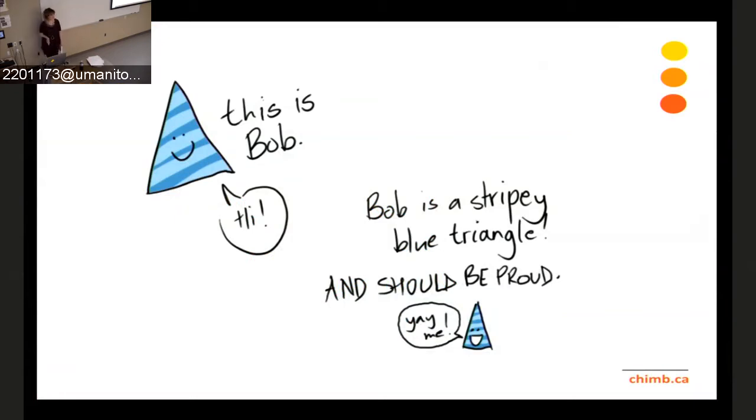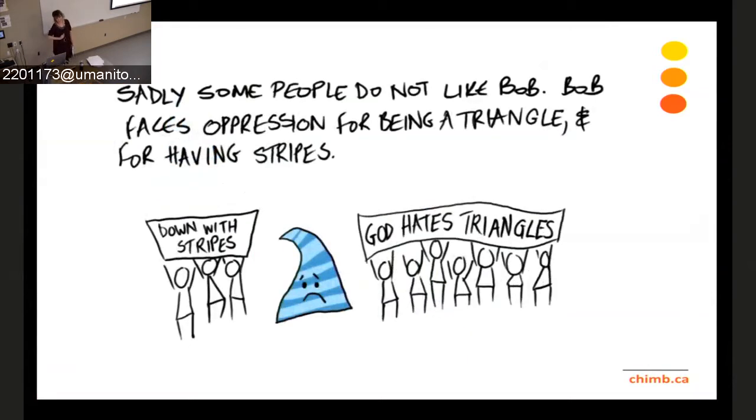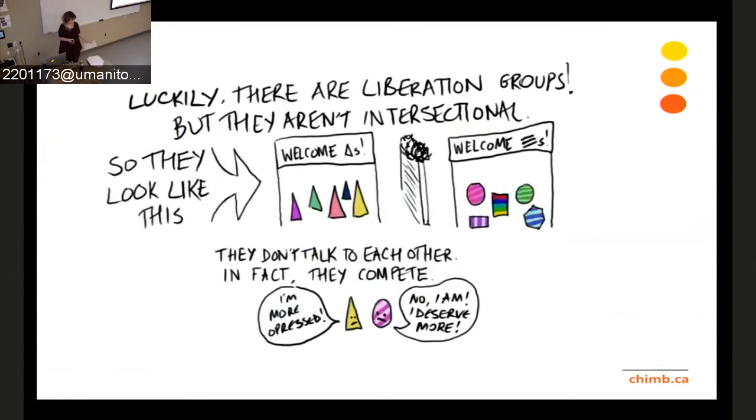So there's this great cartoon by Miriam Dobson. This is Bob. He is a stripy blue triangle, and Bob should be proud. I'm saying, yay, me. But sadly, some people do not like Bob. Bob faces oppression for being a triangle. As you can see, the sign that says down. God hates triangles, and also for having stripes, down with stripes.